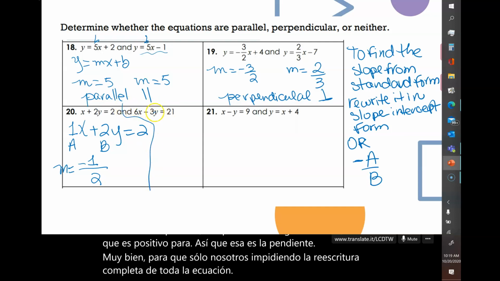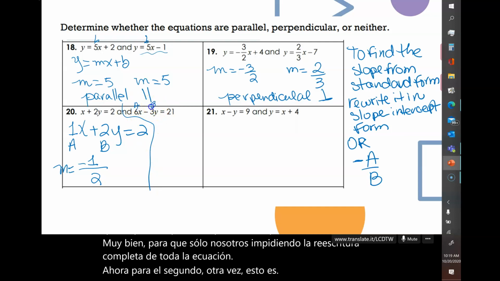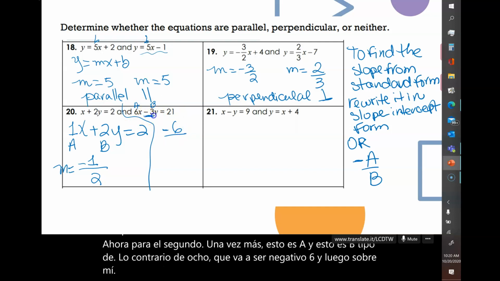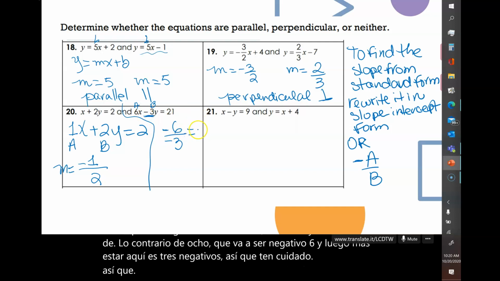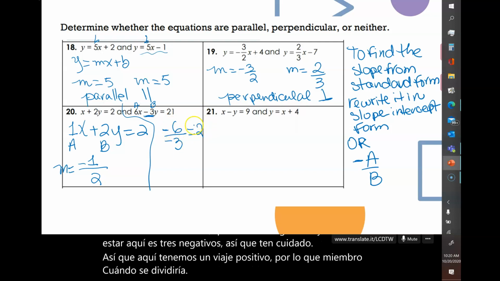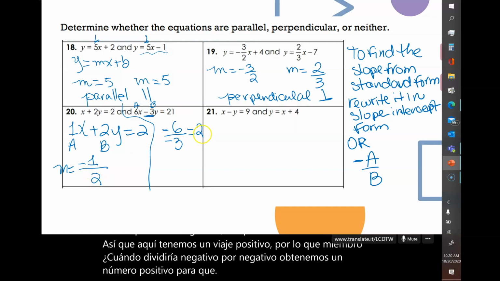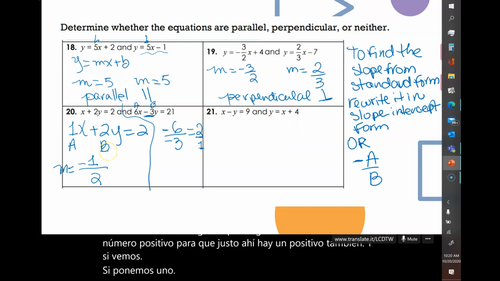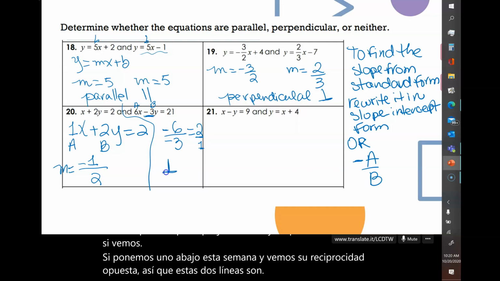Now for the second one, again, this is A and this is B. So we do the opposite of A, which is going to be -6, and then over B. And B here is -3. So be careful. So here we get a +2. So remember, when we divide negative by negative, we get a positive number. So that right there is a +2. And if we put a 1 below this, we can see they are opposite reciprocals. So these two lines are going to be perpendicular.